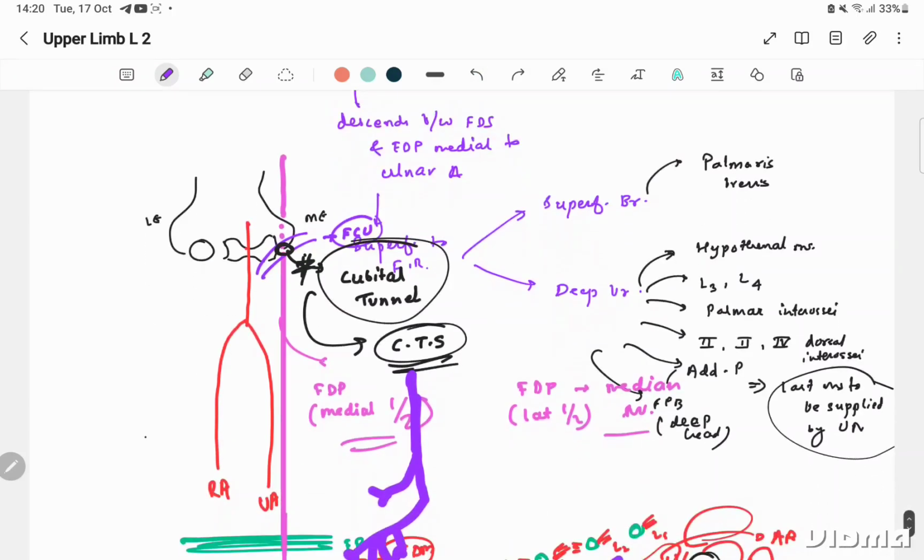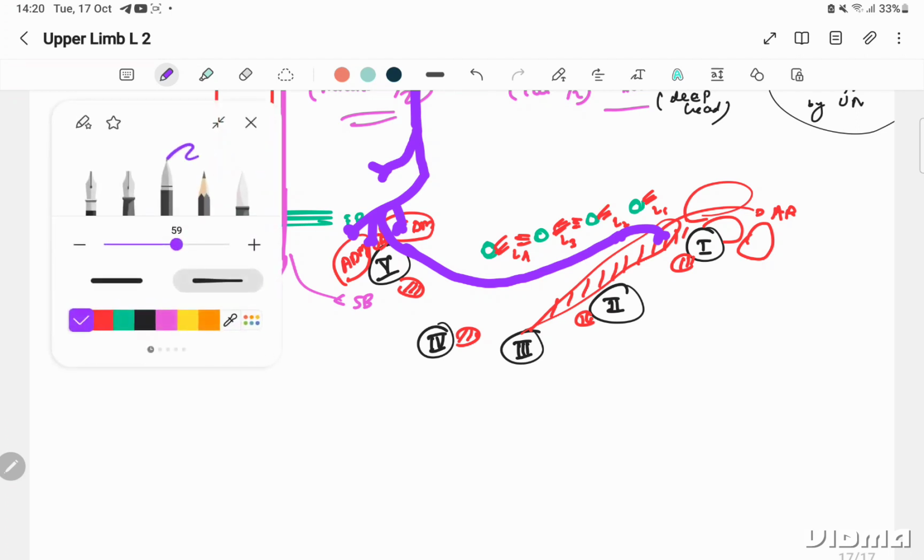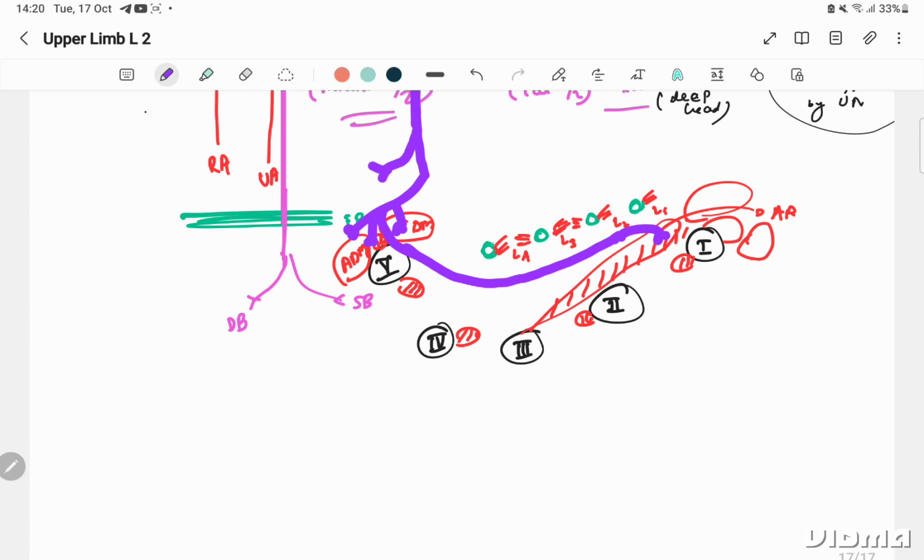Okay, the deep branch will pass like this and supply the adductor pollicis. Okay, adductor pollicis is the last muscle to be supplied, and it will give some smaller branches to which muscles I am marking. It will give a branch to the L4 lumbrical, to the L3 lumbrical. Okay, it will give a branch to this lumbrical also, to the interossei. So I have not drawn the interossei. Let's draw the interossei. This is the interossei, this is the interossei.